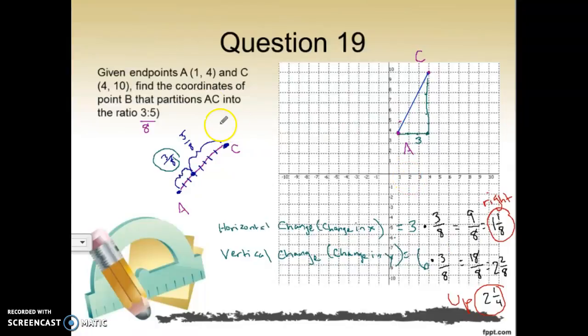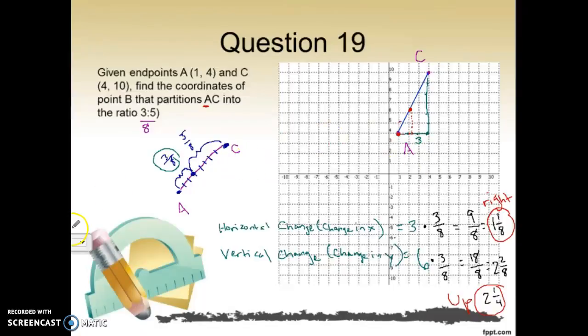So from my starting point, which they tell me is A, from here, I'm going to go right 1 1/8, which is going to be, there's 1, and 1/8 would be just past that. And then up 2 1/4. So I go right and then up, and that is my new point. Crazy, huh?